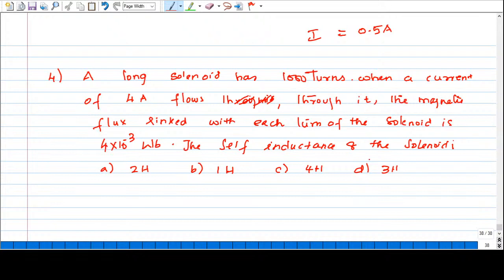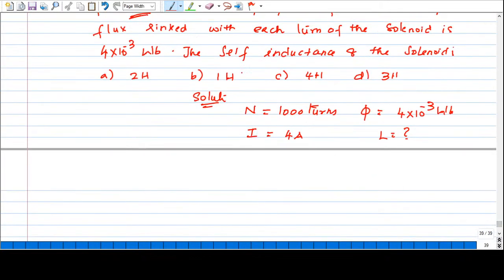The last and final question, let us go for the solution. See, as very clearly given in the question, number of turns has been given, n is equal to 1000 turns. And the value of I, current, has been given, it is 4 ampere. And also the value of phi has been given. Phi is nothing but 4 into 10 power minus 3 Weber. And the question asked is to find the value of L. Self-inductance he has asked.